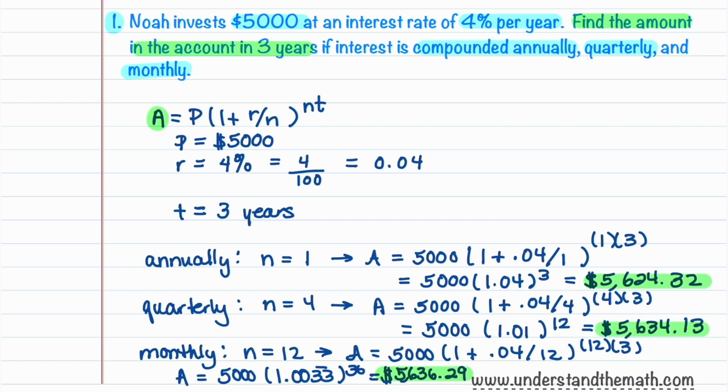Let's go ahead and highlight these answers. And you can see that the more frequently you compound, the more money you get. And that's because your interest is earning interest at a quicker rate.